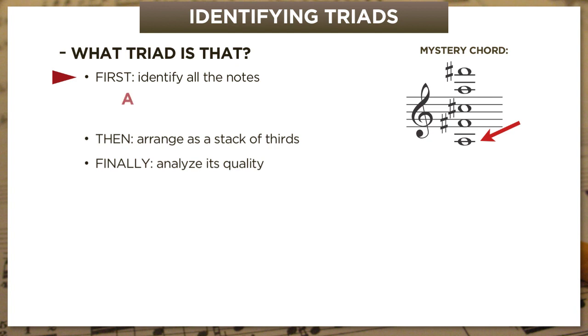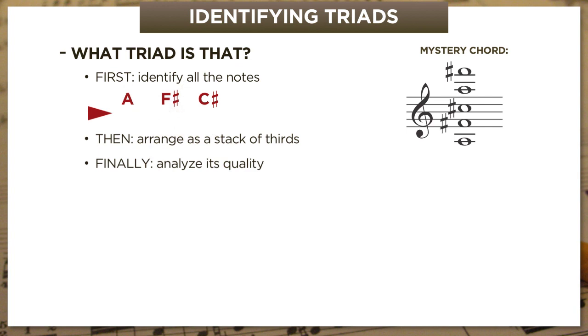At the very bottom, we have A. Above that is an F sharp, and then a C sharp, and then an A, and another F sharp. And as you probably already guessed, having 2 A's or 2 F sharps doesn't change anything. They're just duplications of notes that are already in the chord. So effectively, we have a 3-note chord: A, F sharp, and C sharp.